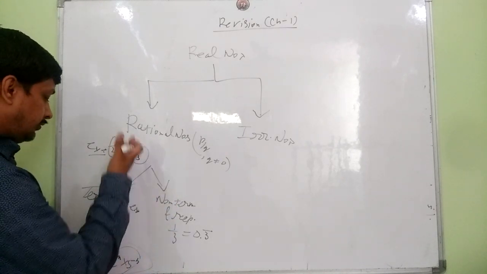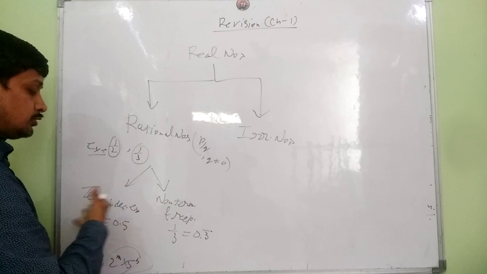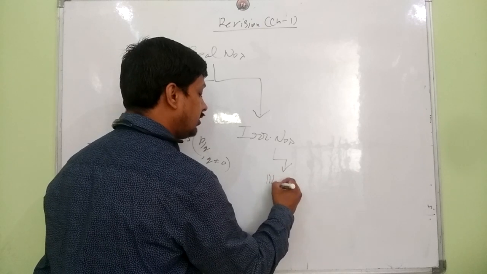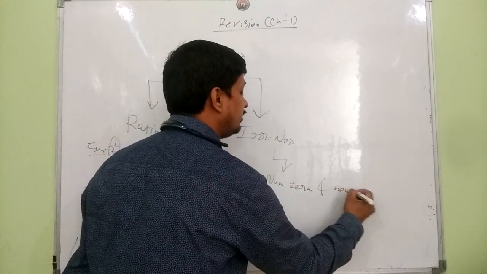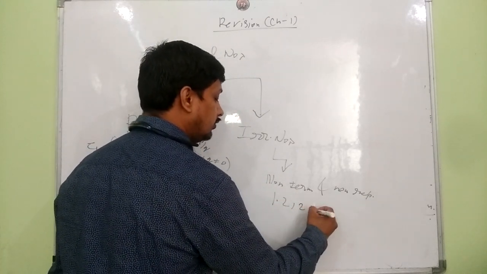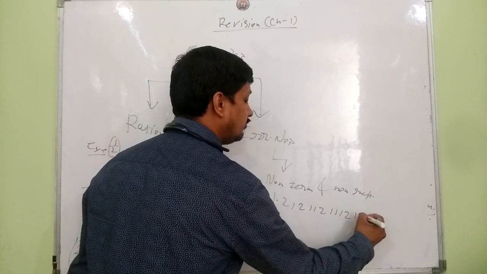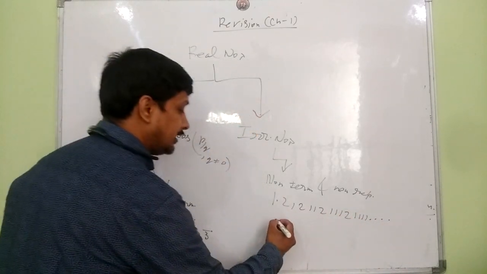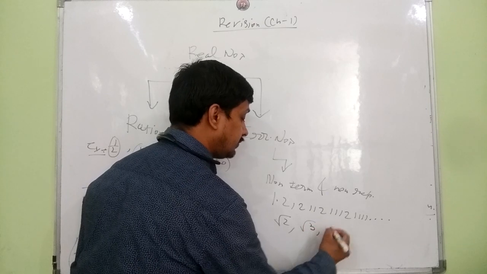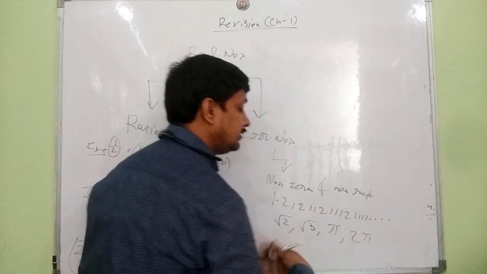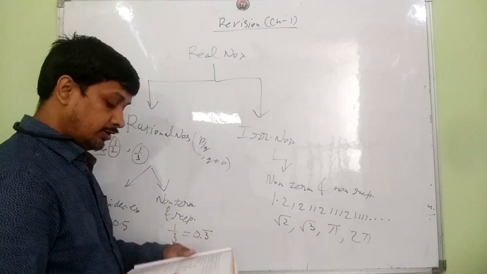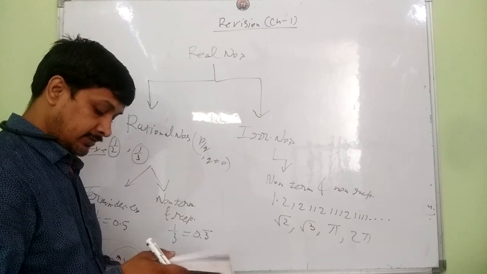Now, a rational number has two categories of decimal expansion, and an irrational number has only one type, which is non-terminating and non-repeating. For example, 1.21, 211, 2111, 21111 is an irrational number because the decimal expansion is like that. Root 2, root 3, pi, multiples of pi, that is 2 pi. These types of numbers are irrational numbers. Okay, so you have to know about that because in exams it can also come up in the questions.